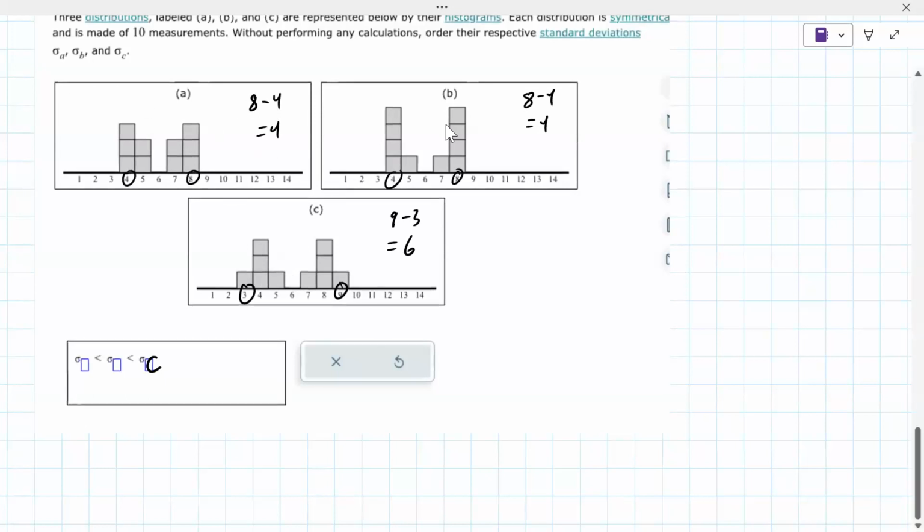Now, when deciding between A and B, to me, B has more extreme values than A by 1 or 2. Yeah, it's got more on the edges. So the spread of B is greater than A because of these peaks on the edges. So you're making a comparison between those two.